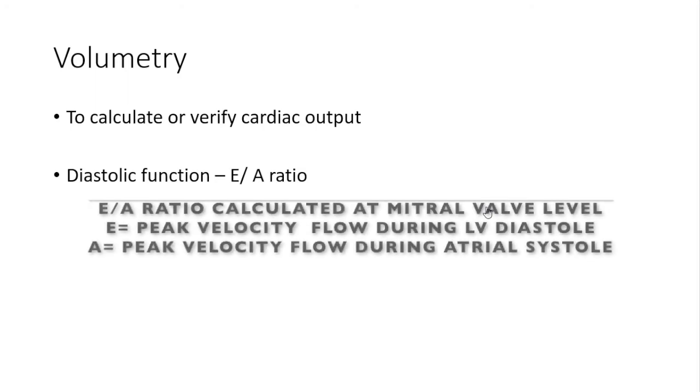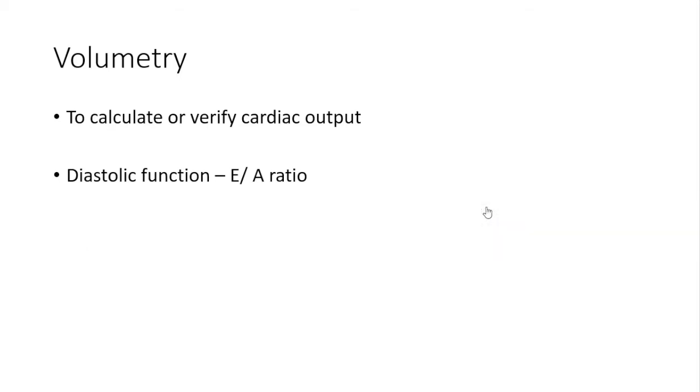Another use of phase contrast sequence is to determine the E by A ratio. E by A ratio is the ratio of peak velocity by left ventricular relaxation in early diastole, which is the E wave, to the peak velocity by atrial contraction in late diastole, which is the A wave. The E by A ratio, along with deceleration time, gives us the stage of diastolic dysfunction.